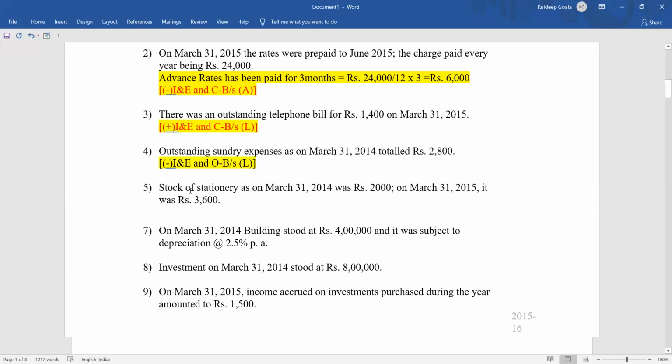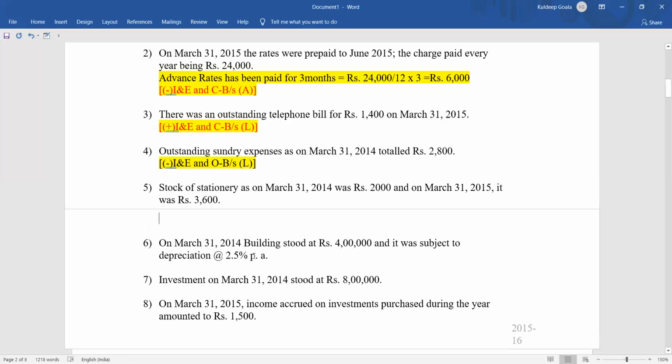Now coming to the next one, stock of stationery on 31st March 2014 was 2,000. Okay, stationery का calculation आ गया. And on 31st of March 2015 it was 3,600. दो information बता के दिया है. Stock of stationery 31st March 2014 को, मतलब last year का closing, this year's opening, 2,000. And this year's closing is how much? 3,600.